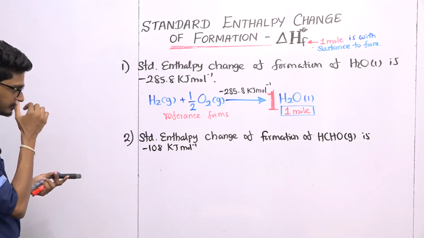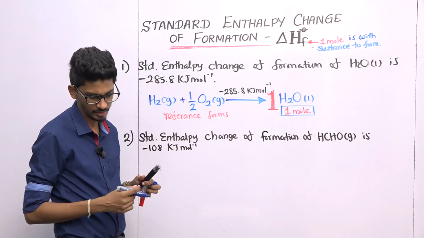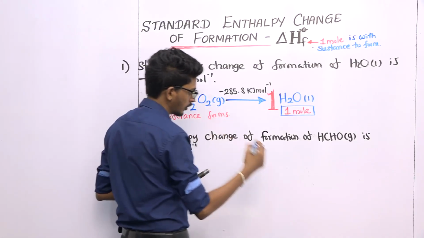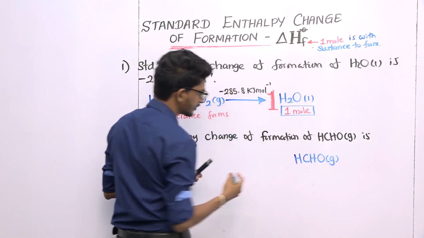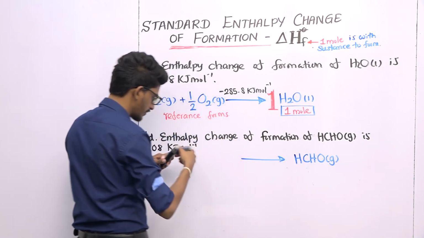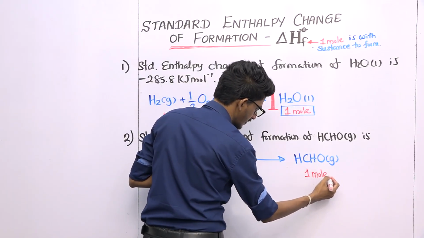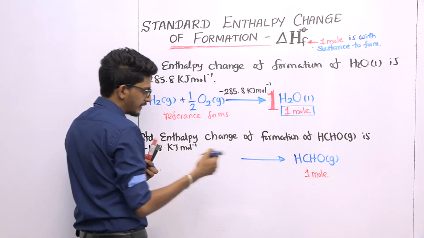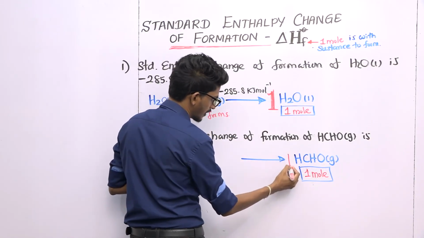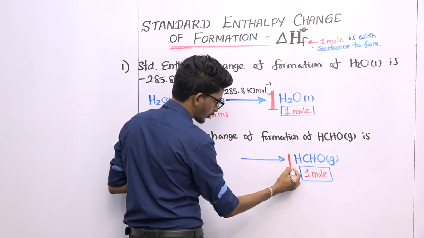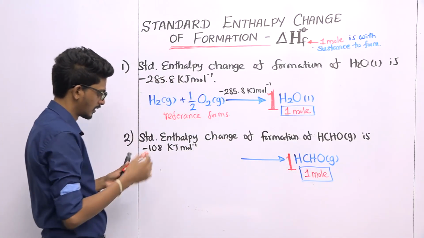Let's try this one. So which is the one to form? It is the HCHO gas, right? So HCHO gas is the one to form. That is where the 1 mole stands. That is very special in this equation. This is the substance to form, and it should appear with 1 mole. So the equation should appear with 1 mole stoichiometry here for the substance to form.